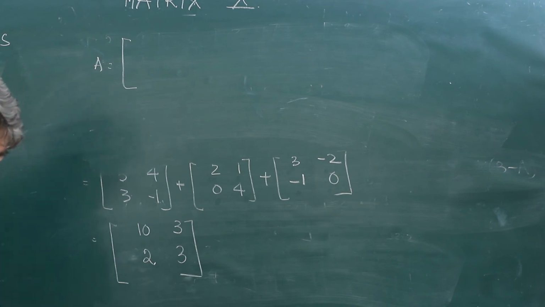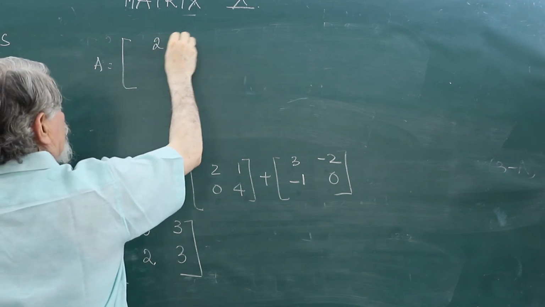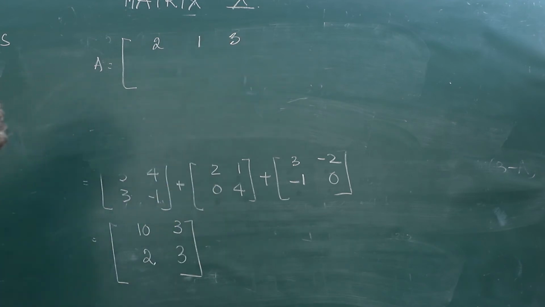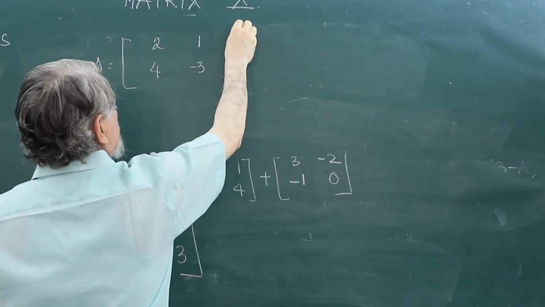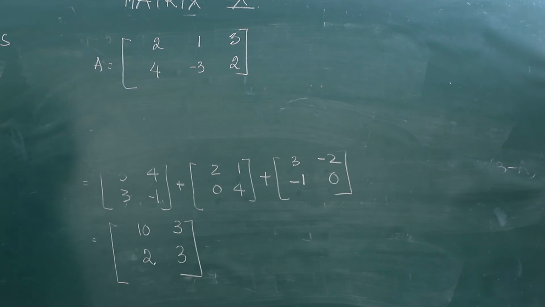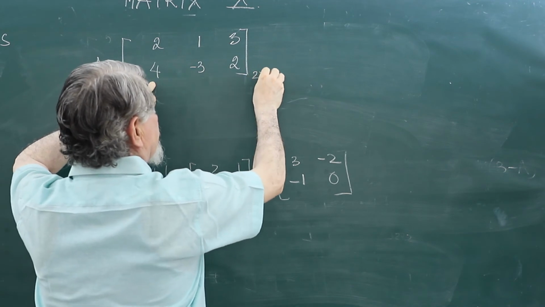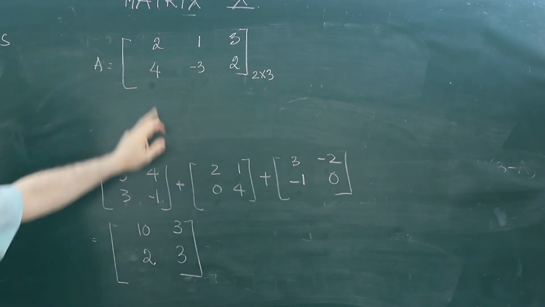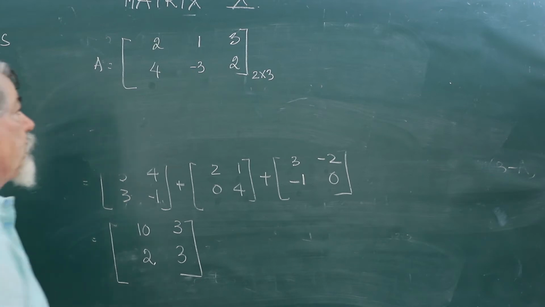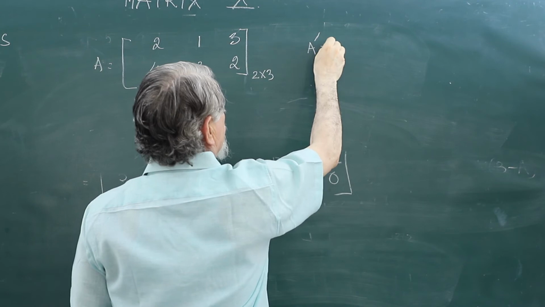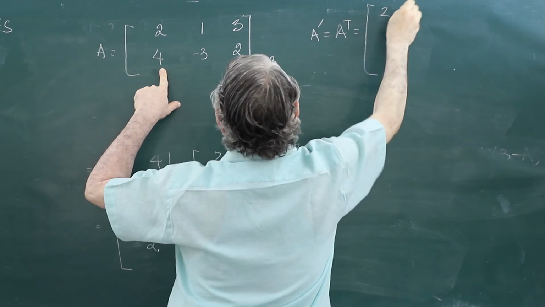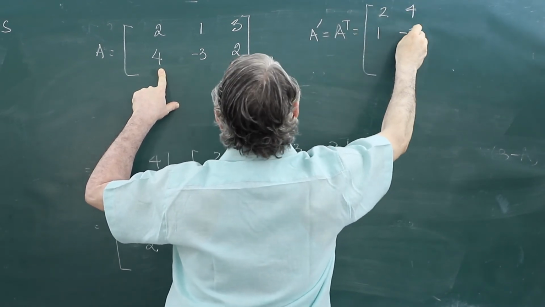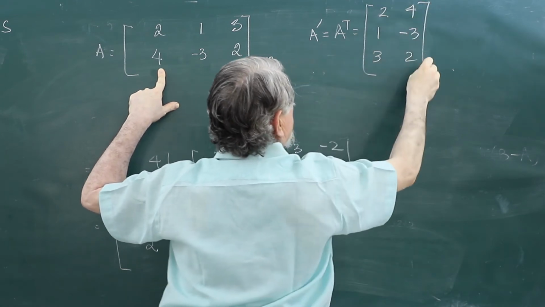Matrix A is given as 2, 1, 3 in the first row and 4, minus 3, 2 in the second row. This is the matrix A. The order of this matrix is number of rows into number of columns. There are 2 rows and 3 columns. So, when I find the transpose of this matrix, I'll get A dash or A^T, which is 2, 4, 1, minus 3, and 3, 2.